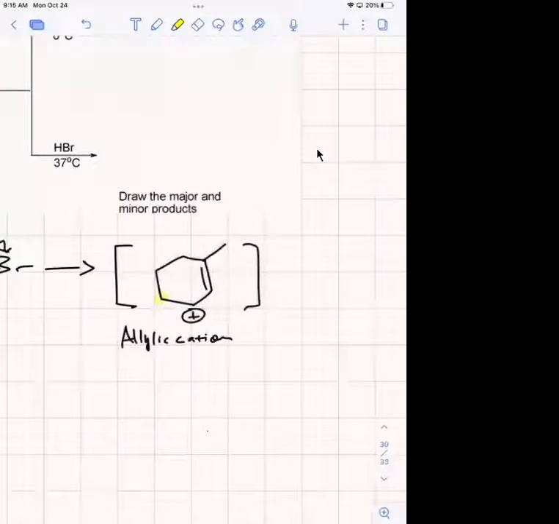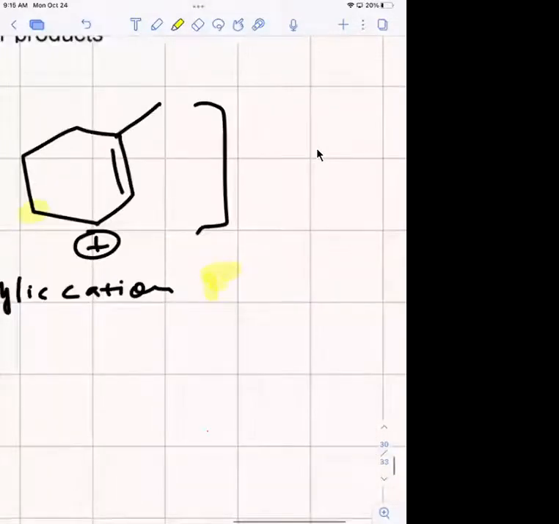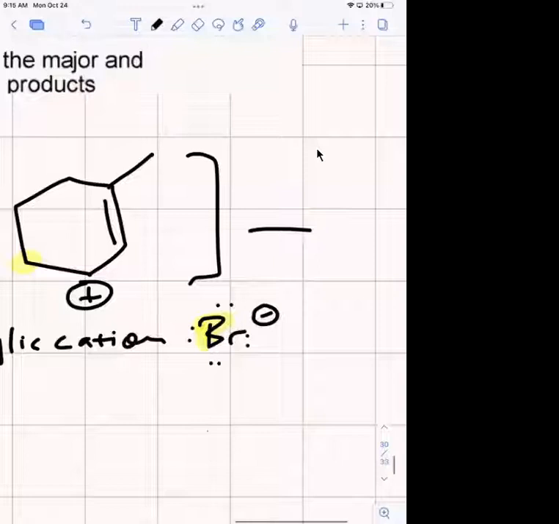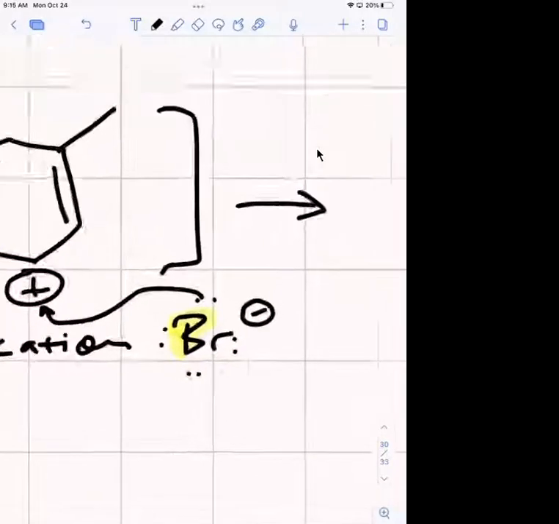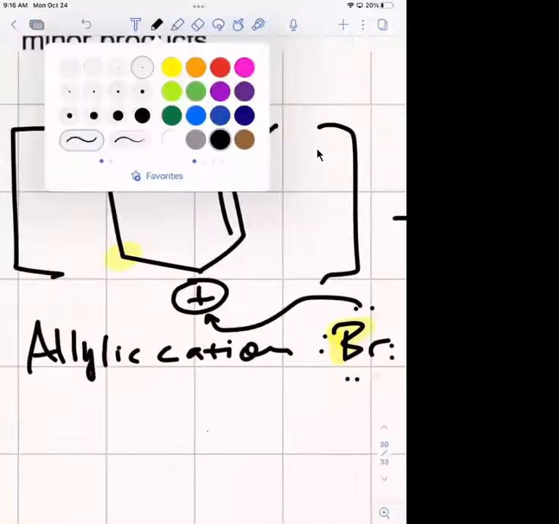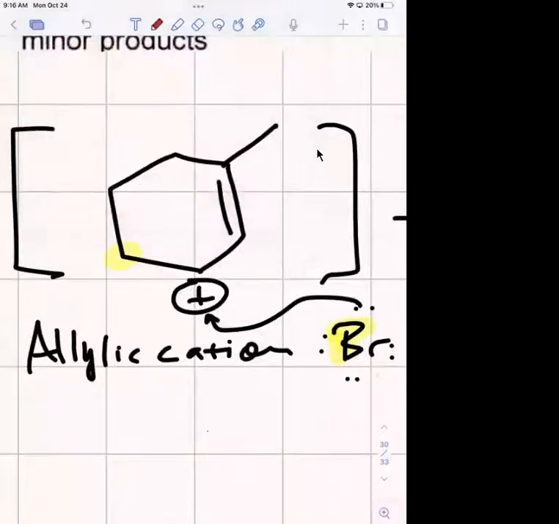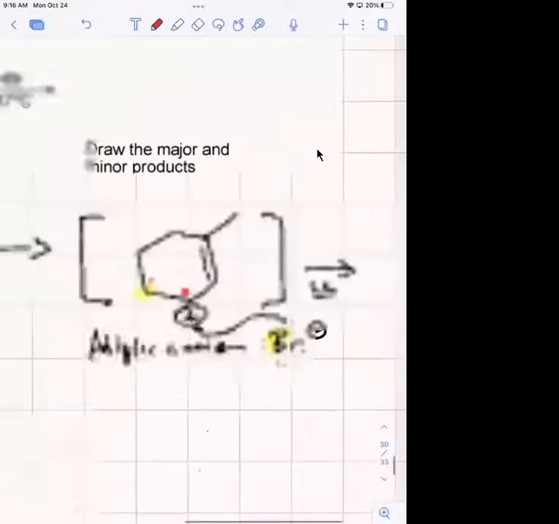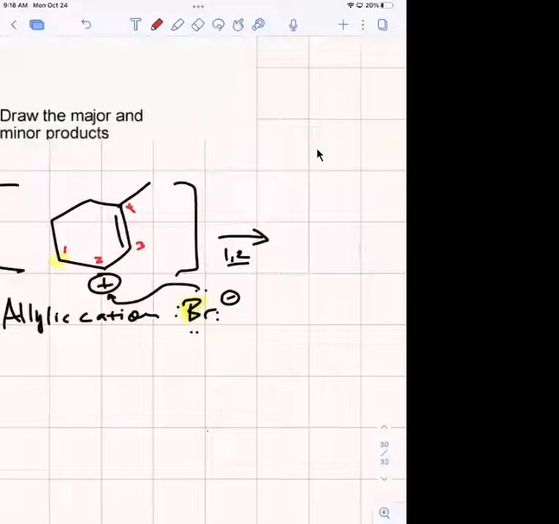So if I just take that and then I have a bromine here, right? If it just attacks directly, and then again, let's number this too, to make the 1,2 and 1,4 make sense. This is 1, 2, that's 3, that's 4, right? So if it attacks directly at 2, that's going to give me this product.